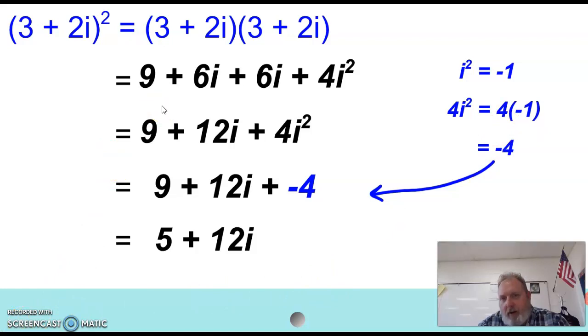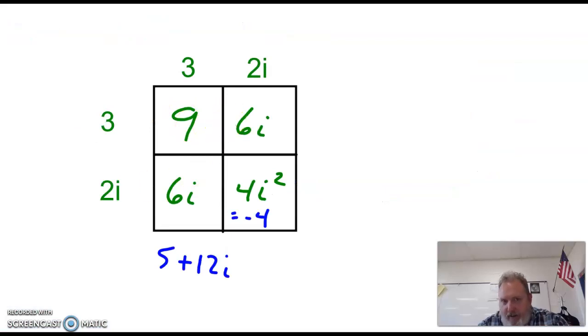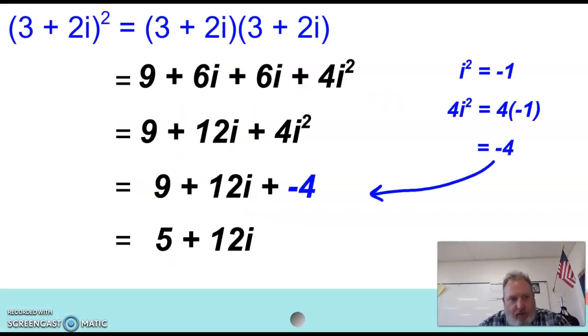Just like we did with regular polynomials earlier in the year, if you prefer, you can use the box method. We get the same answer here, so you see that. So 3 times 3 for 9, 3 times 2i, 3 times 2i, and 2i times 2i. Fill in the box, combine your like terms. So again, if you prefer that, you can go right ahead and do it that way, or you can show it the traditional way like so. That's your call.